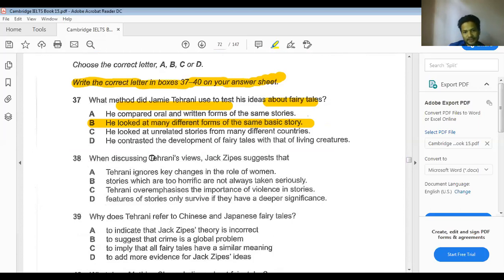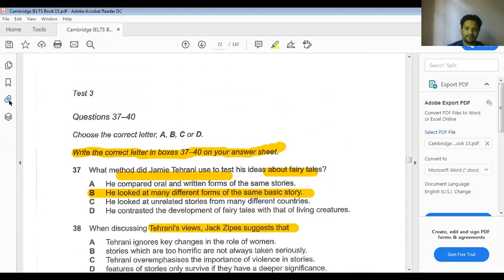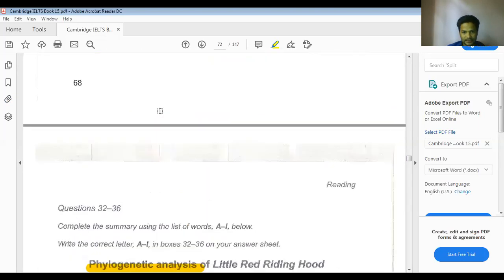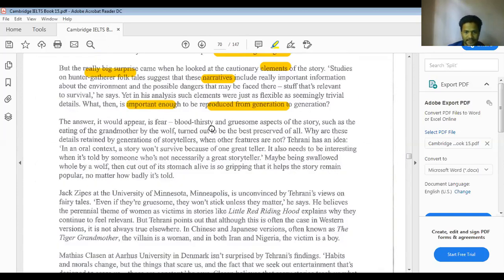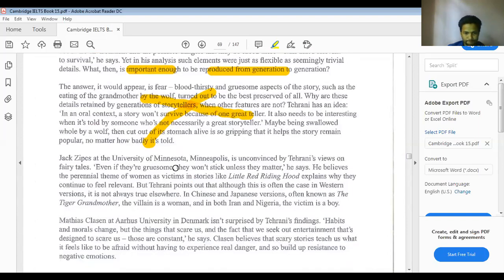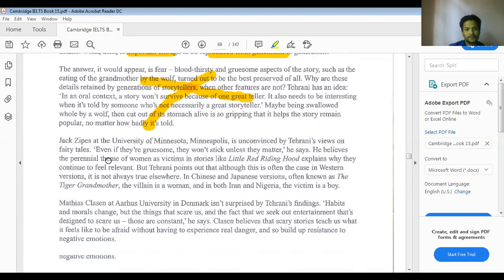Okay, when discussing Tehrani's views, Jack Zipes suggests... Let's find out Jack Zipes. We have not found Jack Zipes up to this paragraph. Let's quickly find out Jack Zipes. Tehrani idea, Jack Zipes. There is no Jack Zipes in this one. Okay, let's cut it out. Jack Zipes. Okay, we found the answer.